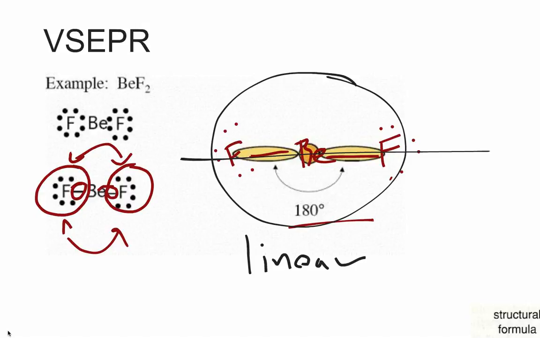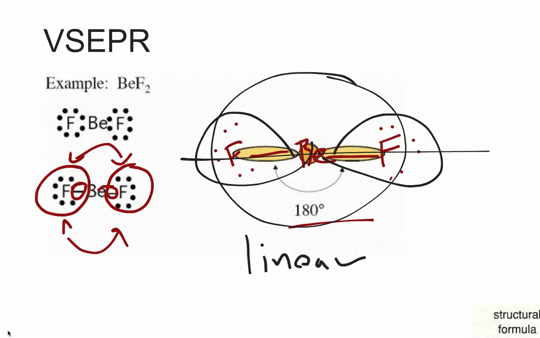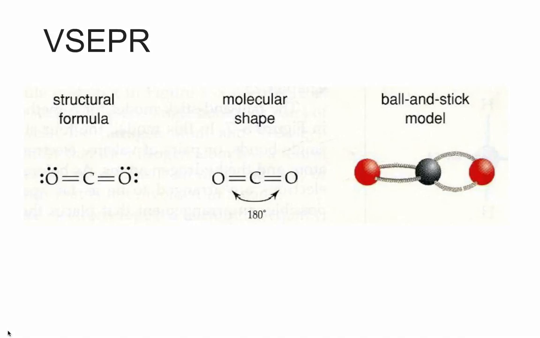So when we're looking at the molecular geometry, if we have two shared pairs on an element, and that's all we have, the only option we have for a shape is a linear shape. There's really nothing else we can do with this.